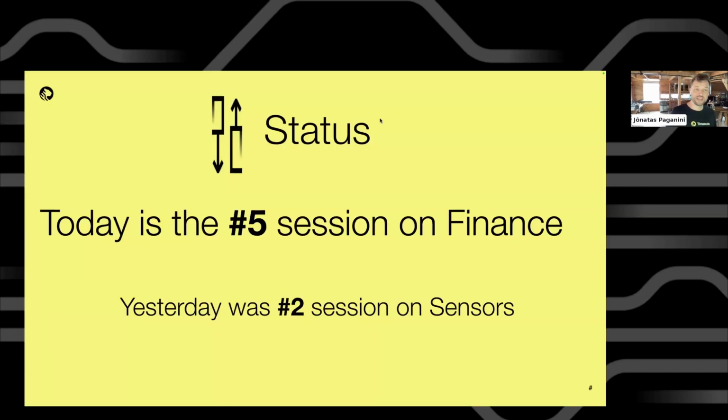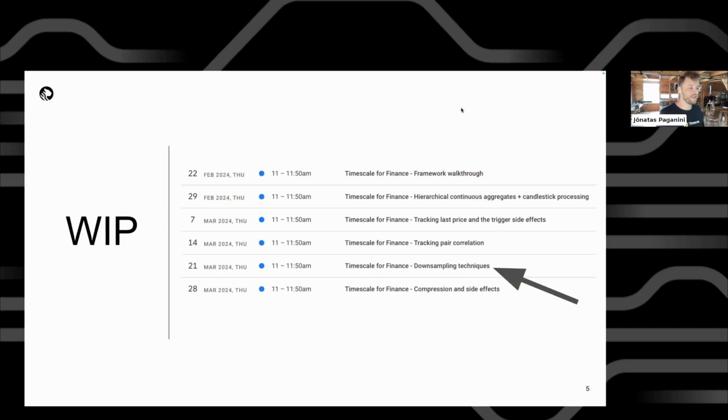So today is the fifth session. Yesterday we had the second session on the sensors data, and we are trying to also organize it through different industries. So that's a work in progress that we have here. And yeah, the next session will be about compression, and the previous session was about tracking pair correlation. So we had several sessions already. Everything is on YouTube. If you wanted to check something else from this list, you can also find this.